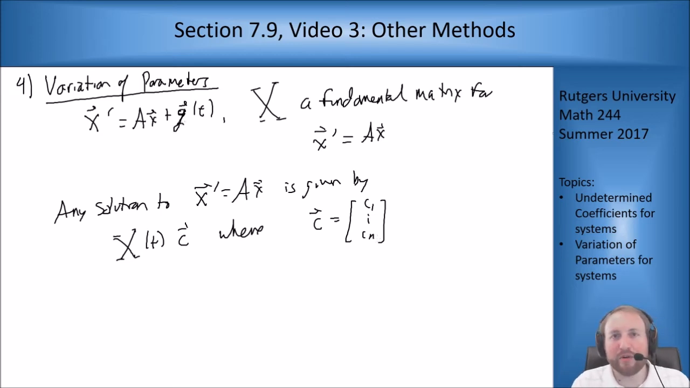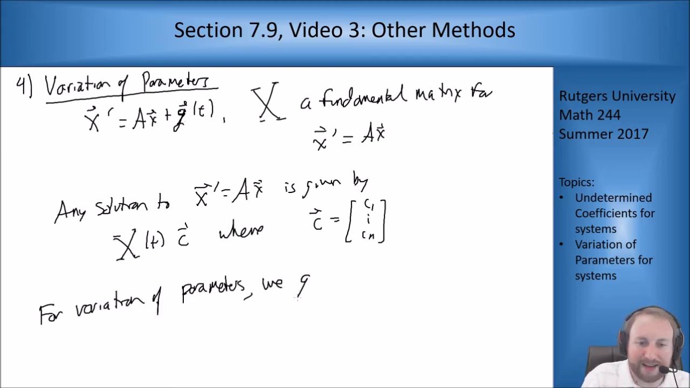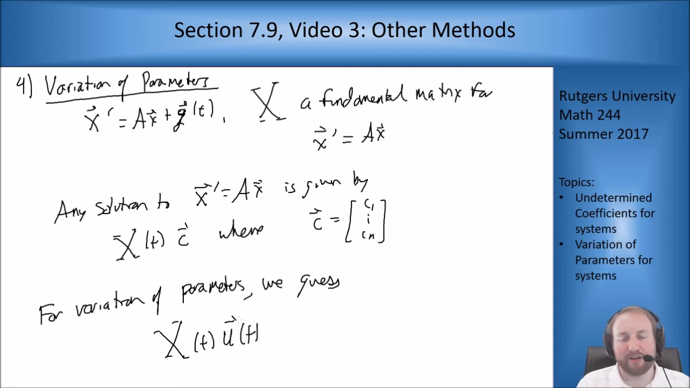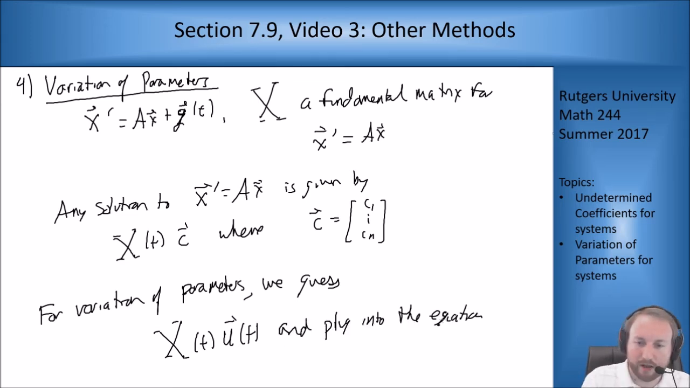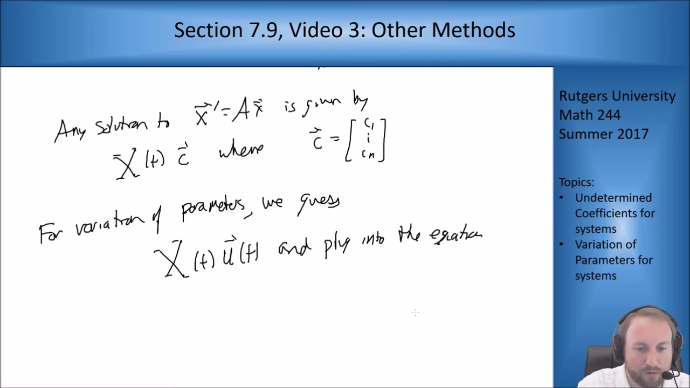So now what I want to do is do the variation of parameters thing again, where I want to now solve the non-homogeneous problem, using that. I want to now vary my constants into functions and see what happens. So for variation of parameters, we guess this matrix X of t times an unknown function vector u of t, replacing our constants by varying them into functions u of t, and plug into the equation.